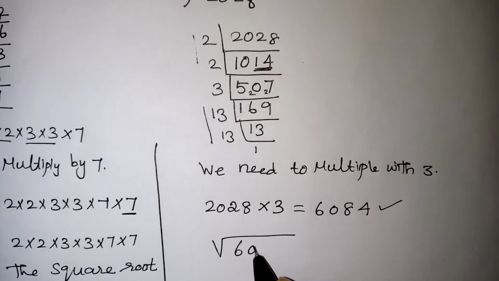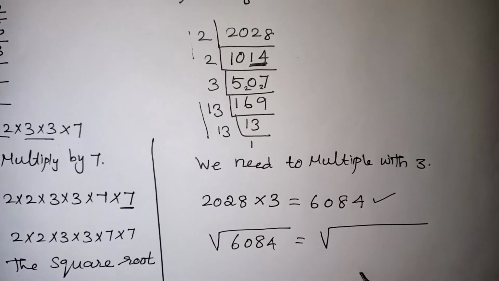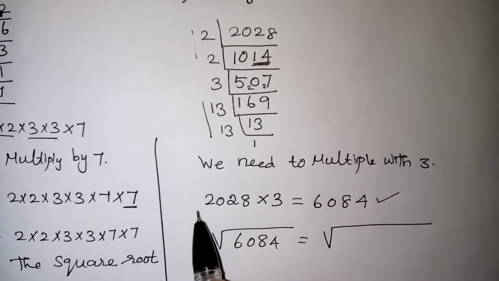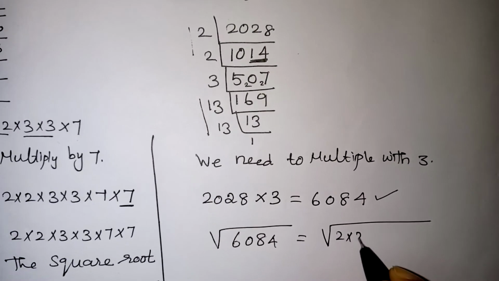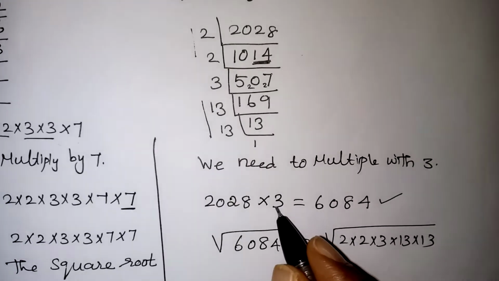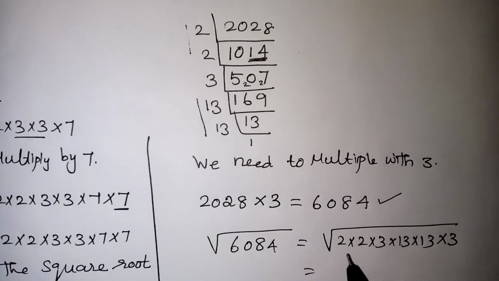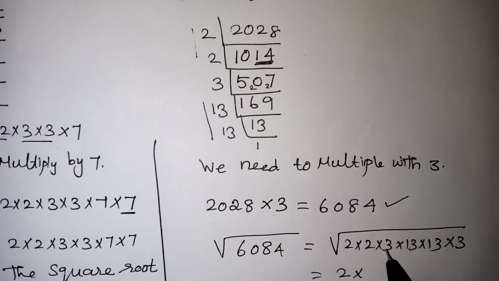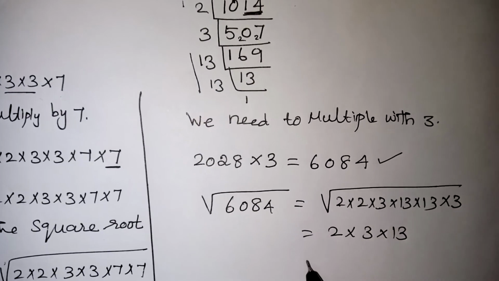So the square root of 6084 is equal to, you no need to do the prime factorization once again. We know the prime factorization value for 2028. It's already done here. That is 2 into 2 into 3 into 13 into 13. For this number only one more 3 is added. So here you just multiply the same 3 again. For these two 2s, one 2 will come out. For these two 3s, one 3 will come out. For these two 13s, one 13 will be coming out of the root.